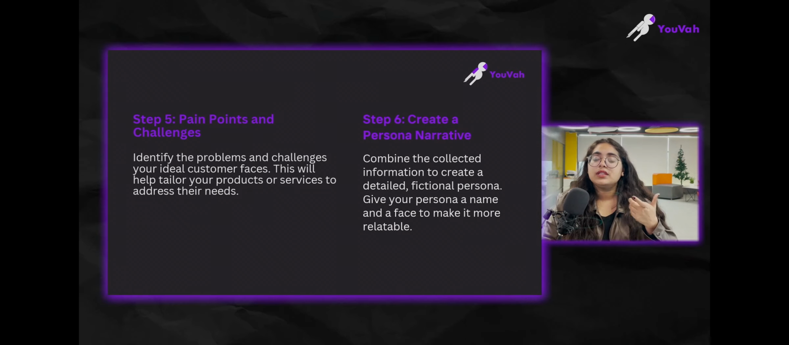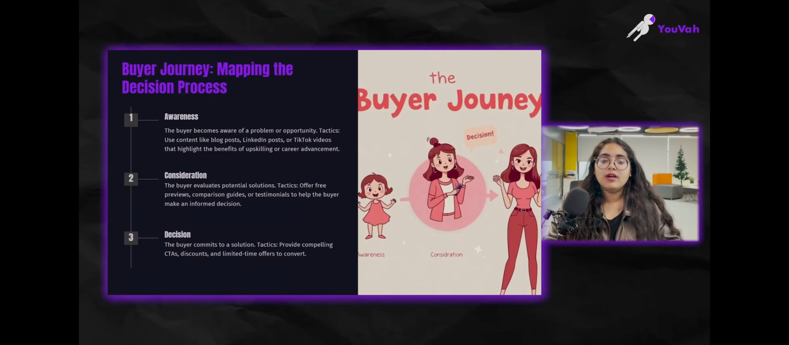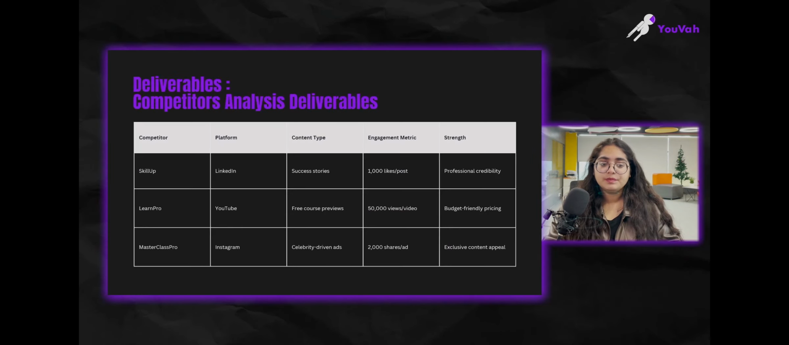All right, then comes create persona narrative. What do I mean when I say create persona narrative? Whatever information you have collected so far, give a person a name, fill in that particular detail and make that particular persona, so that when you discuss that person, or imagine that particular category, it comes into your mind.